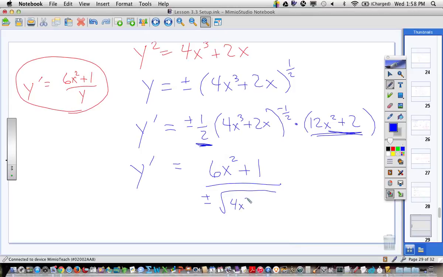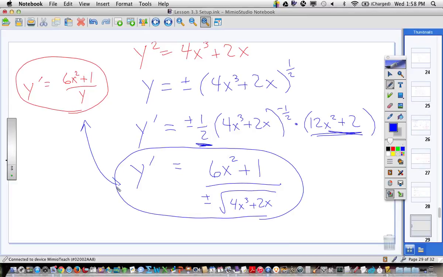Now I've told you you don't have to do this, but I want you to see something here. Now, is that the same as that? Because y, here's y right here, right? Y was plus or minus the square root of that. That is y down there, right? Because we just solved for it right there. So yes, those two are the same.